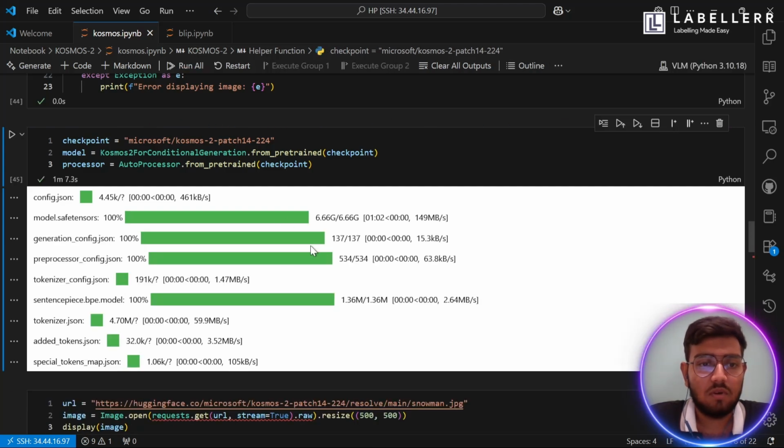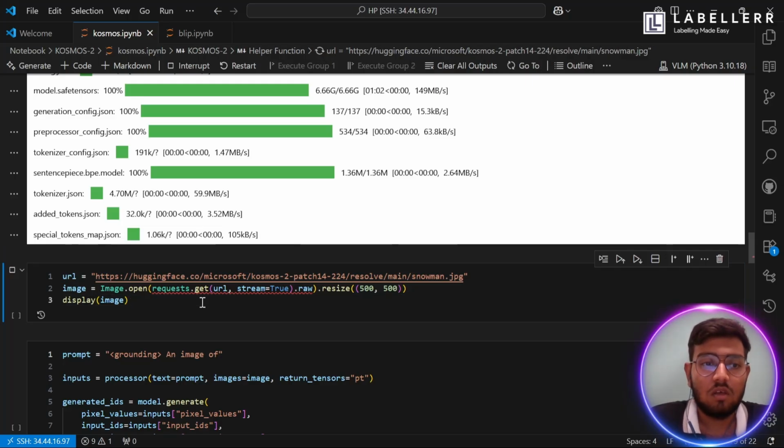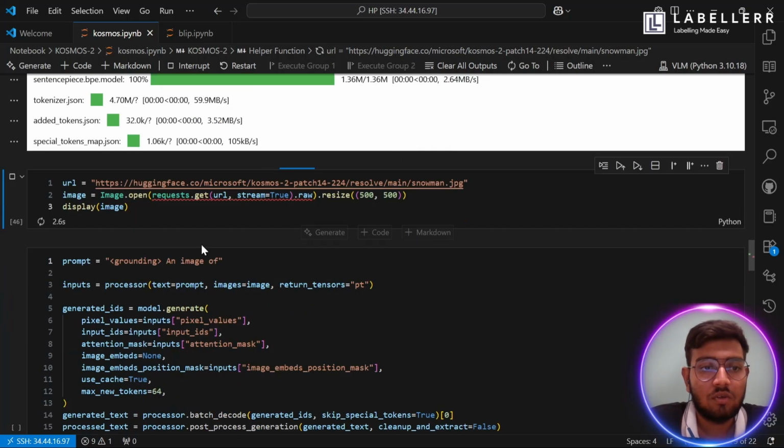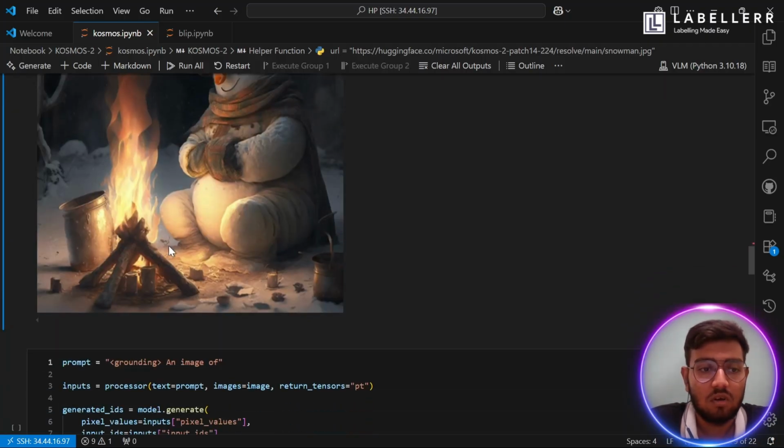So our model has been downloaded pretty much. Let's take a sample image. This is the sample image provided by Hugging Face for Cosmos 2. In this image, the model is trained very well. This is the image we saw in the research paper. This is a snowman warming itself with a campfire.